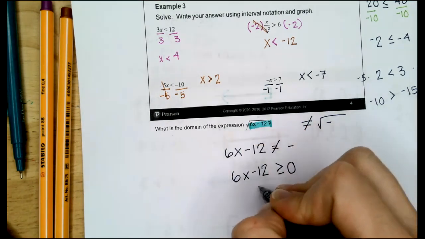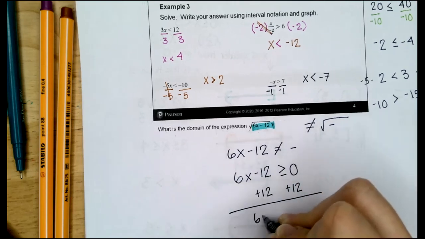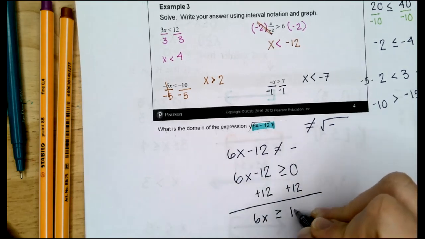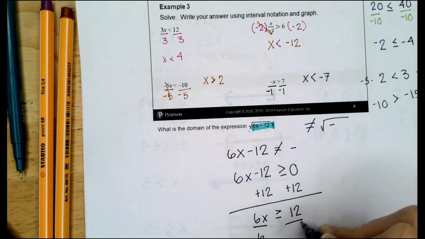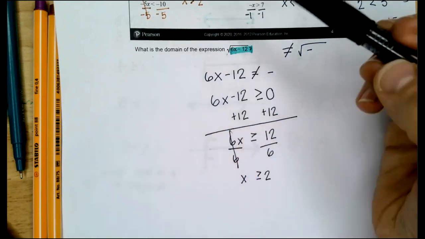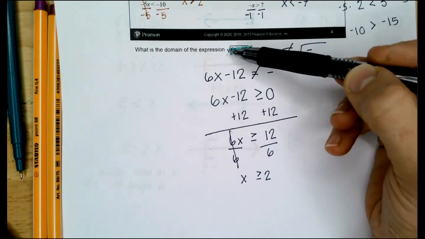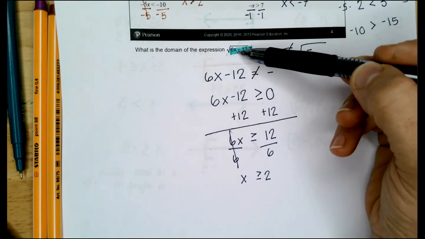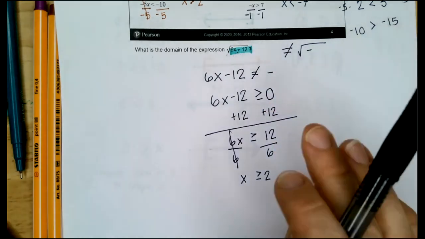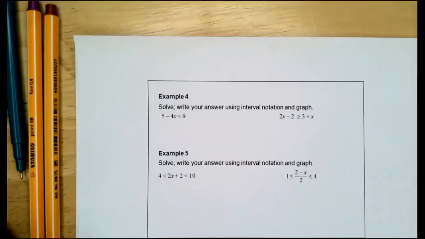So now we just solve it. Add 12, solve it for x. Add 12, 6x greater than or equal to 12, divide by 6, divide by 6, x is greater than or equal to 2. What is the domain of the expression? As long as x is 2, that'll be 0. The square root of 0 is 0, so that's fine. If x is bigger than 2, if x is 3, that'll be a positive number, so that's all fine. It just can't be a negative because that would be on the imaginary plane. Good?